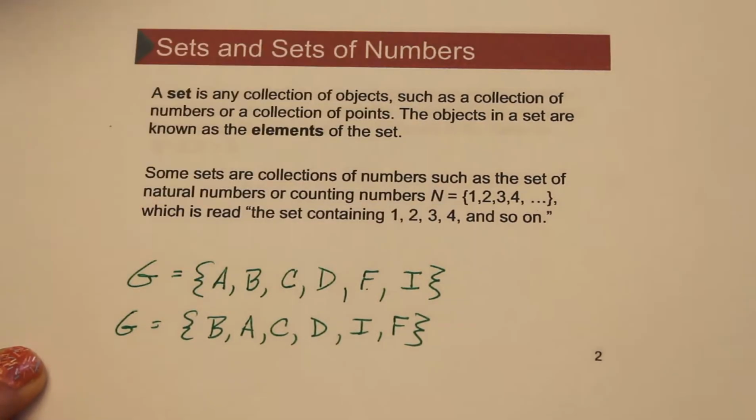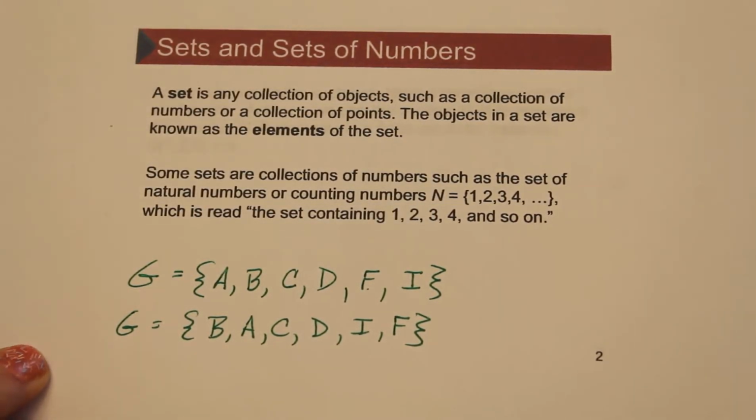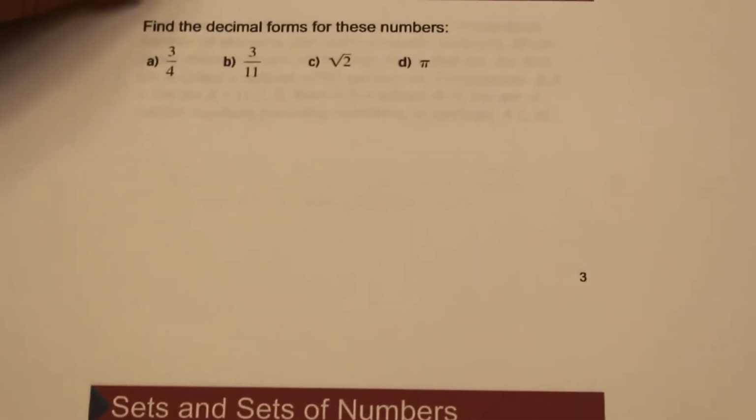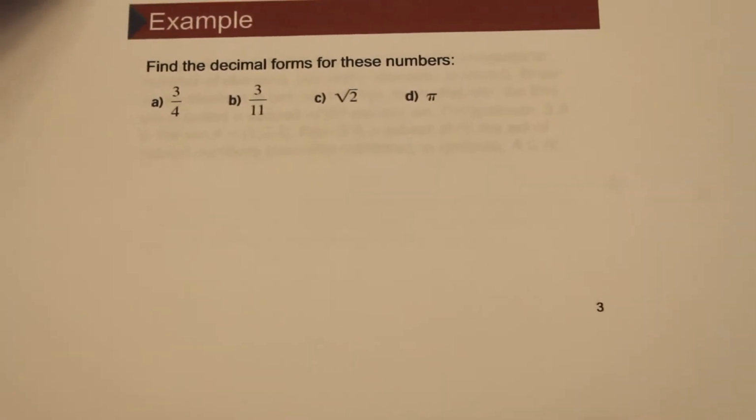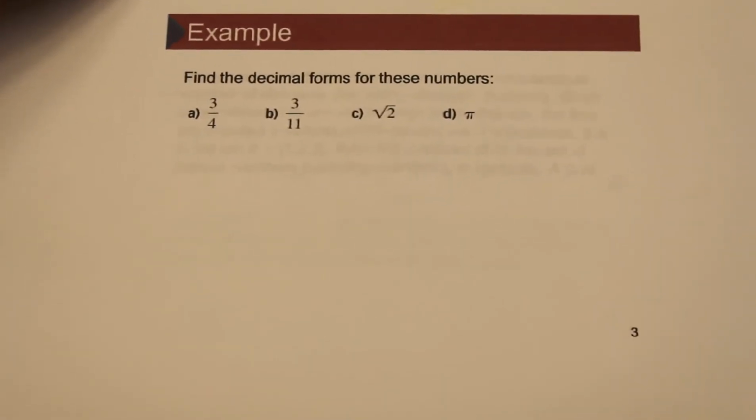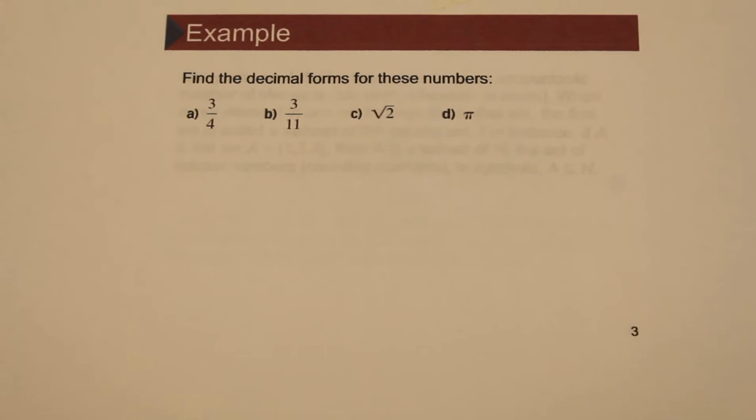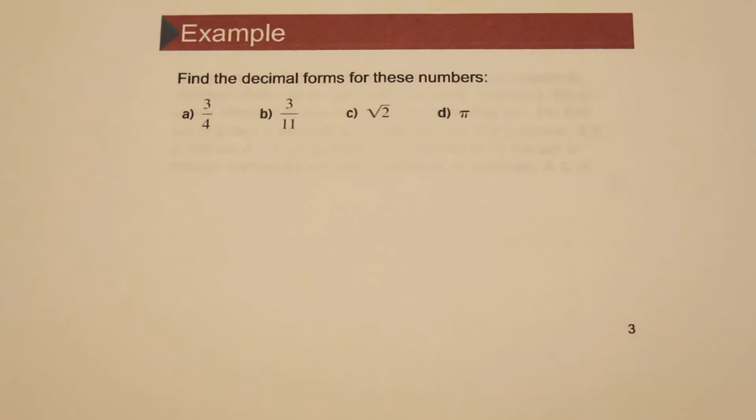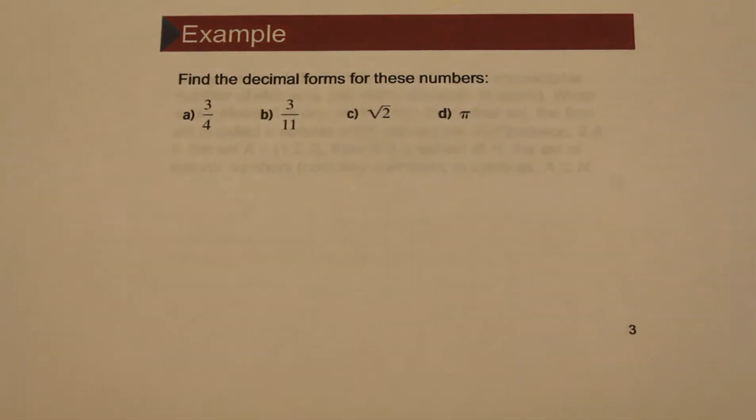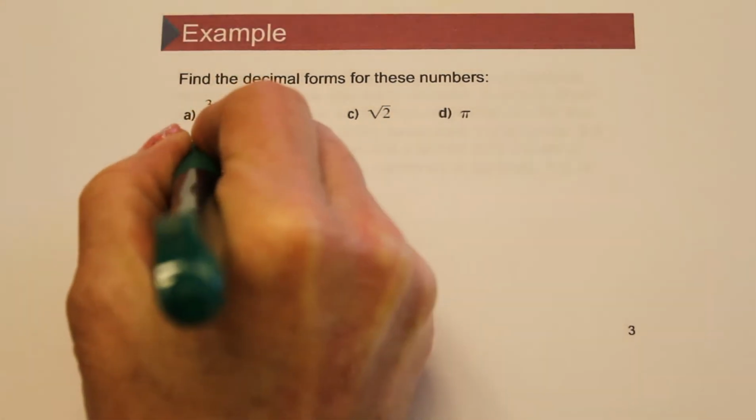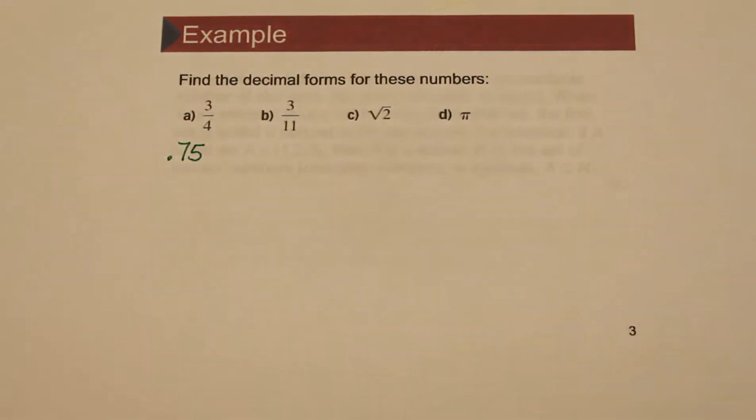So the natural numbers are the counting numbers 1, 2, 3, 4, 5, but there are other kinds of numbers that we'll be using. For instance, we have decimal numbers and we have fractions. Numbers can be written as a decimal or a fraction. In order to find the decimal form of these numbers, you'll use your calculator. So what's the decimal form of 3/4? You put in your calculator 3 divided by 4, and you'll see the decimal form of 3/4 is a terminating decimal, 0.75.